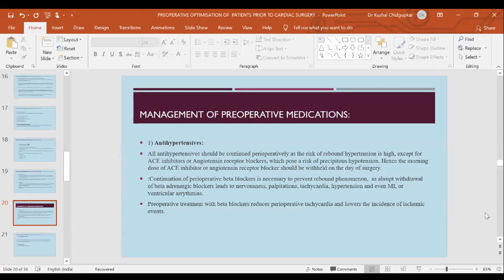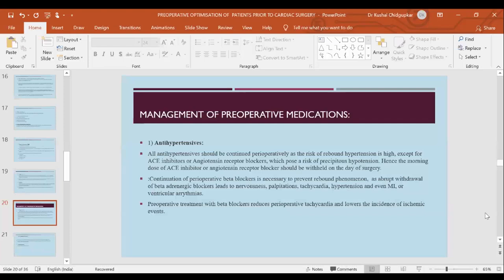You see, one medicine you have started for treatment of hypertension. Now, if you discontinue it, then the hypertension will precipitate. So a medicine which was started for a particular use should not be discontinued unless the hypertension is well controlled, only then you are allowed to do so. So ACE inhibitors, because they lead to intractable hypotension, therefore the morning dose should be withdrawn and the post-operative dose should be started as soon as possible, so that the patient does not suffer from hypertension, because hypertension is also not desirable in the post-operative period.